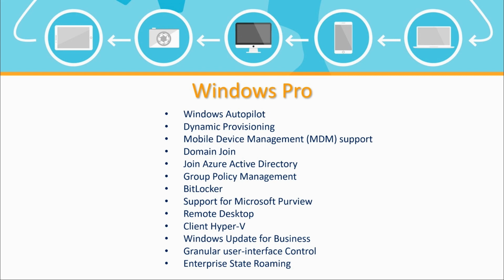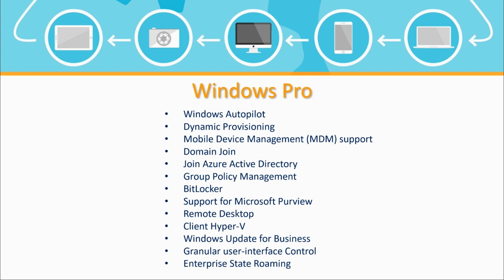All right. The ability to join domains and central control with domains. You have the ability to join Azure Active Directory, which is their cloud directory service. You have group policy management, which essentially lets you control all the different settings and features. You have BitLocker support for encrypting your hard drive. You have support for Microsoft Purview, which gets into all this compliance control in the workplace, which ties to the compliance services or Purview services that are in the cloud. So you can control compliance from a cloud-based portal.